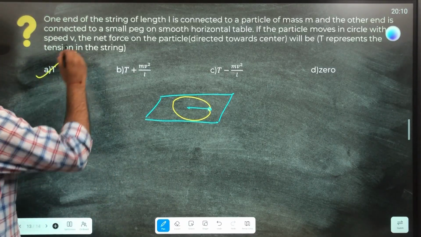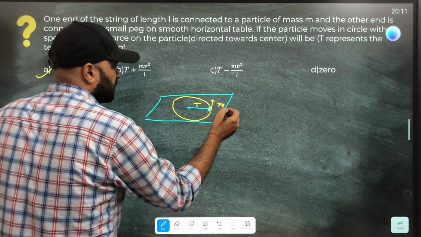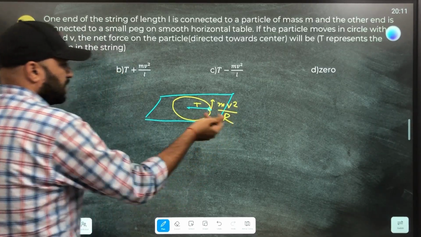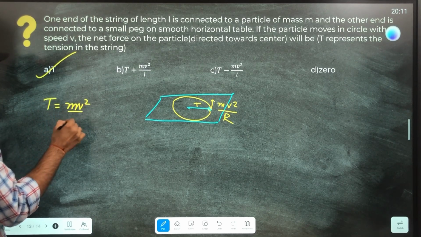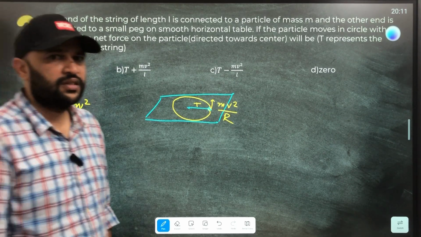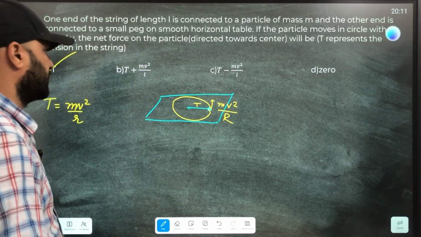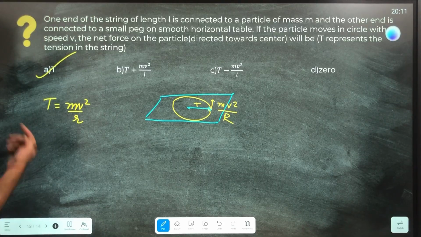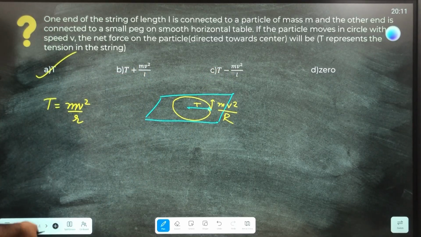of course, the tension T. This T will be equal to mv square by r, and this mv square by r is nothing but the tension, which is acting here. So the correct answer is tension T, which is mv square by r. Clear? So T represents the tension in the string. I hope this is clear. This is the net force acting on this. Be very careful, don't make it 0. So T is mv square by r.